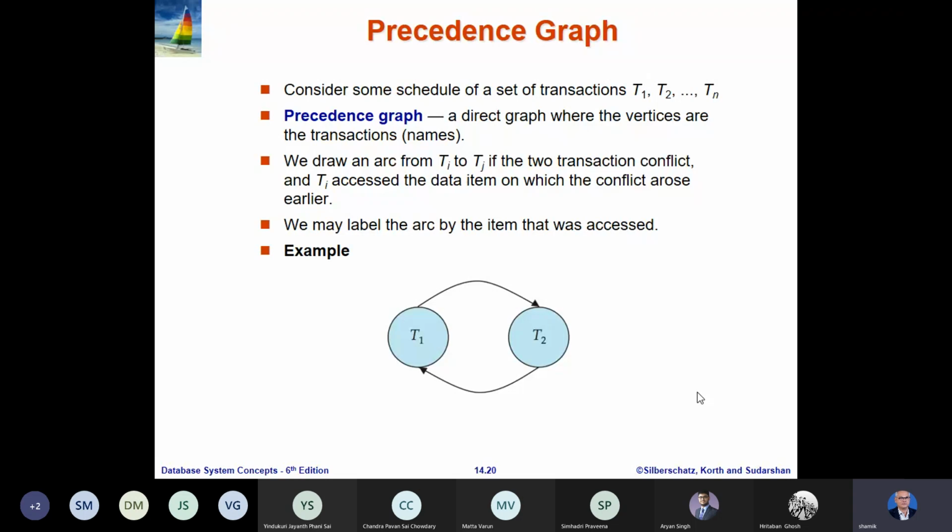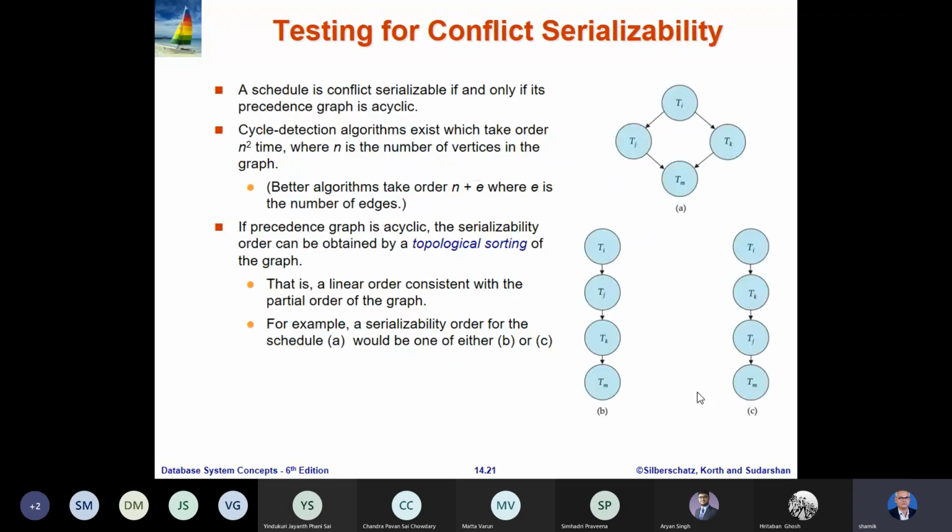And then once you have the precedence graph, if there is a cycle, that means there will be a conflicting ordering, so that you cannot move all the instructions of this one up or all the instructions of this one up. Because of those conflicts, it will not let you do that, and that gets captured in the precedence graph in the form of the existence of a cycle. Okay. So it is simple: a schedule is conflict serializable if and only if its precedence graph is acyclic.